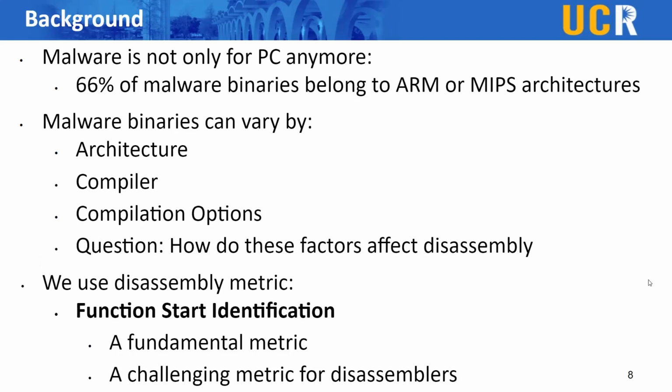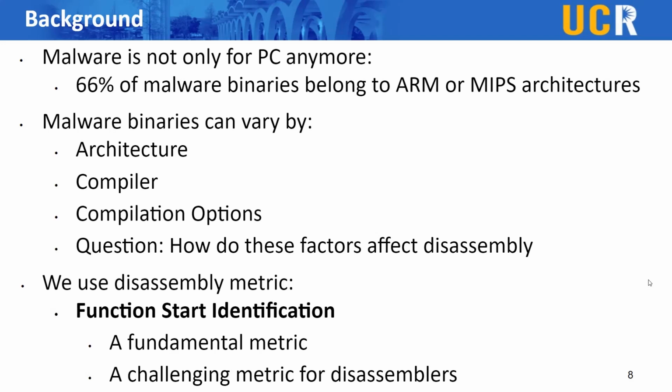And let's look at the background. So from previous work, we know that 66% of malware binaries belong to the ARM and the MIPS architectures. So we are focusing on these 2 architectures in this project. And malware binaries can vary by architecture, compiler, and compilation options. And we wanted to study how these factors affect disassembly.